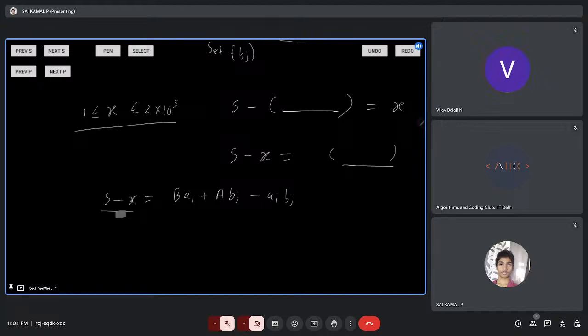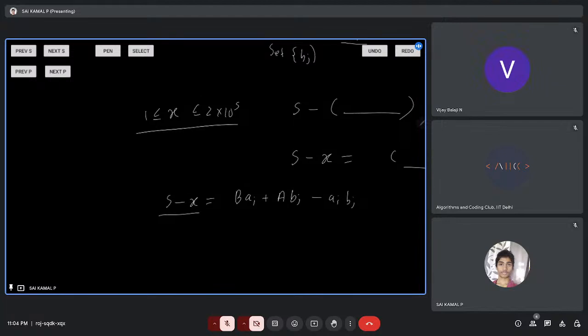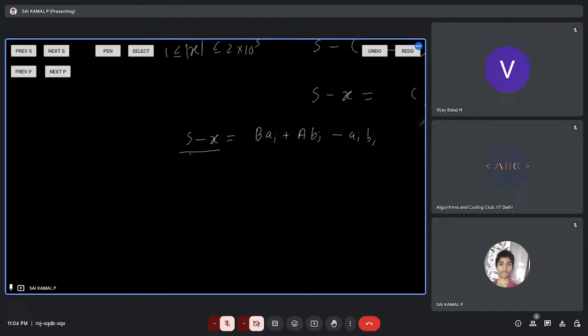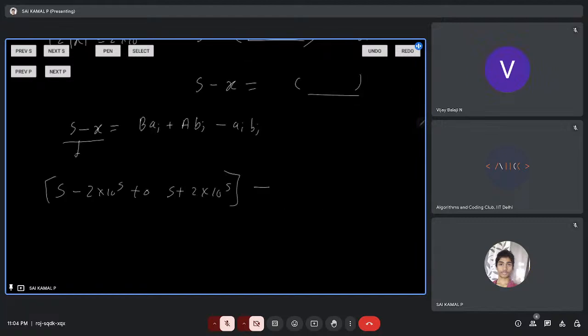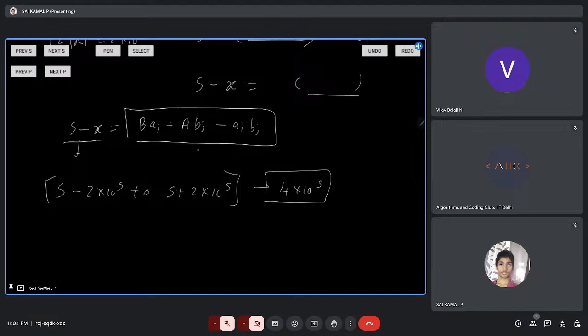Now on the left hand side, it is s minus x, and we are actually given that the magnitude of x goes between 1 and 2 into 10 power 5. So the value of s minus x could go between s minus 2 into 10 power 5 to s plus 2 into 10 power 5. So this is not a big range. This is just 4 into 10 power 5. This is the whole range that we have. So if we figure out all the possible values that this sequence can achieve in this range, then we are done.